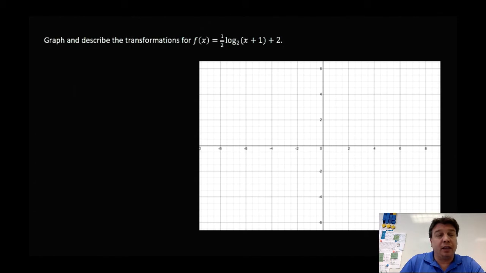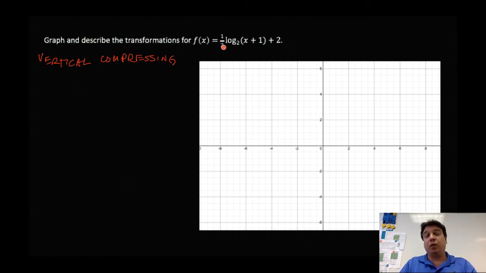So let me get the color that you can actually see. All right. So the vertical compression. And then noticing that there's no sign in the front here, that means it's going to still go in its normal fashion. We don't have a reflection about the x-axis. Looking in here, we do not have a reflection about the y-axis, because if so, then the x would be negative.